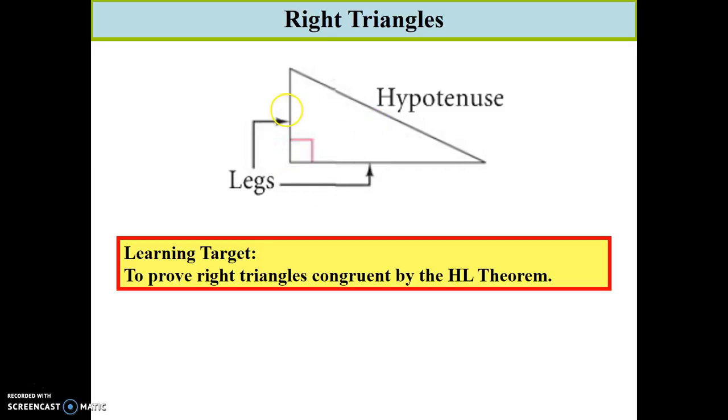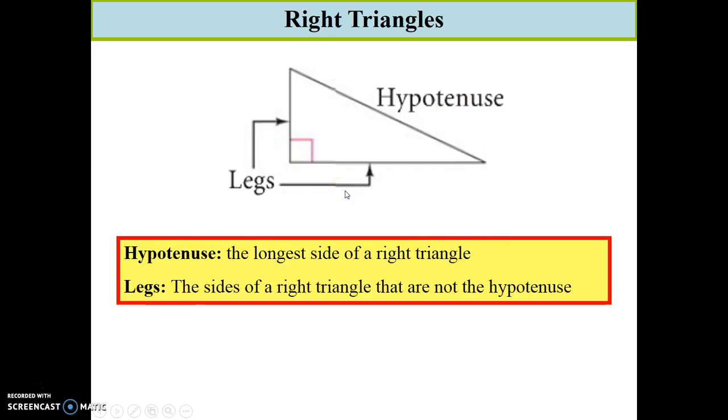So let's see. We have the hypotenuse here and two different legs here. Our learning target is to prove right triangles are congruent by the HL theorem. You could guess H means hypotenuse, L means leg. As I mentioned, the hypotenuse is the longest side of a right triangle, always directly across from the right angle. And then the legs are the two sides which are not the hypotenuse. Simple as that.